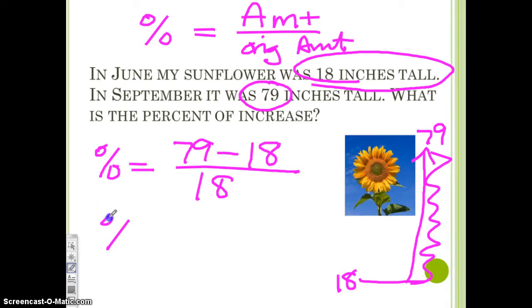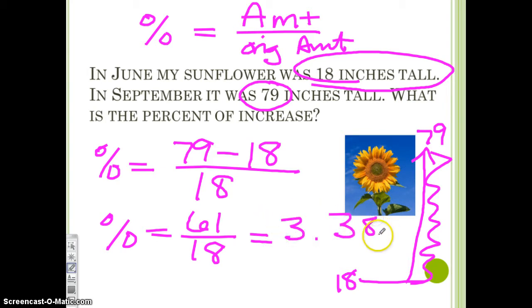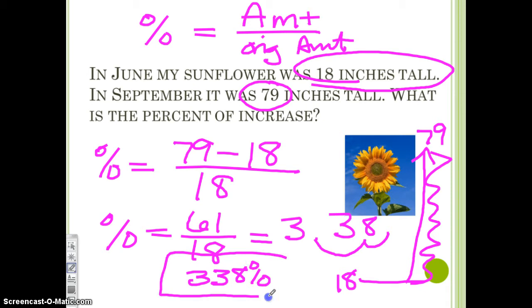So this ends up being percent is equal to 61 over 18. And if you divide that out, you get 3.388888. Okay? That is not the percent, that is the decimal. It's not a 3% change. We need to move the decimal 2 places. It has a 338% change. And remember, when you're dealing with this, always do a gut check.